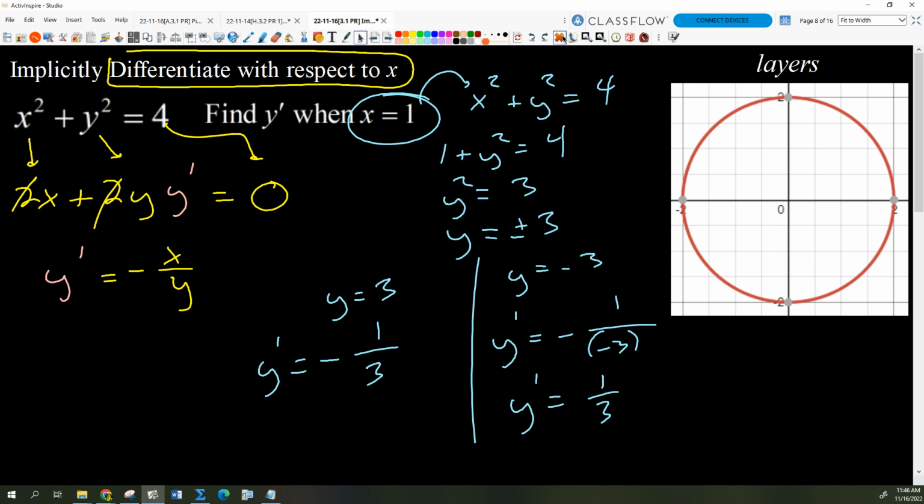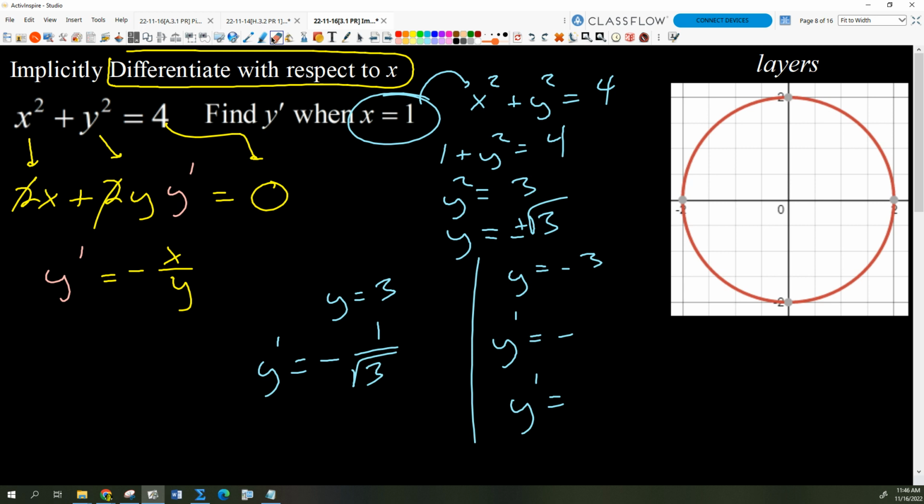Oh, you're right. You square root. You're right. Yep. That's supposed to be a square root of 3. There we go. Right. Sorry about that. Let's go back and fix that.